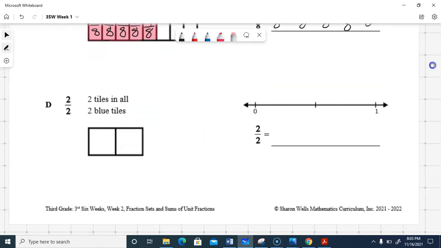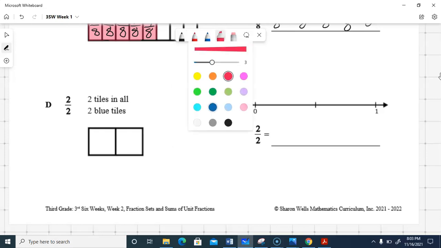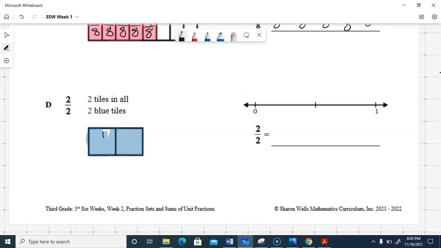Here, look at D for the last one. And on D, it shows there's two tiles in all. And of those two tiles, two of them are blue. Each one of the tiles represents one half of the set.